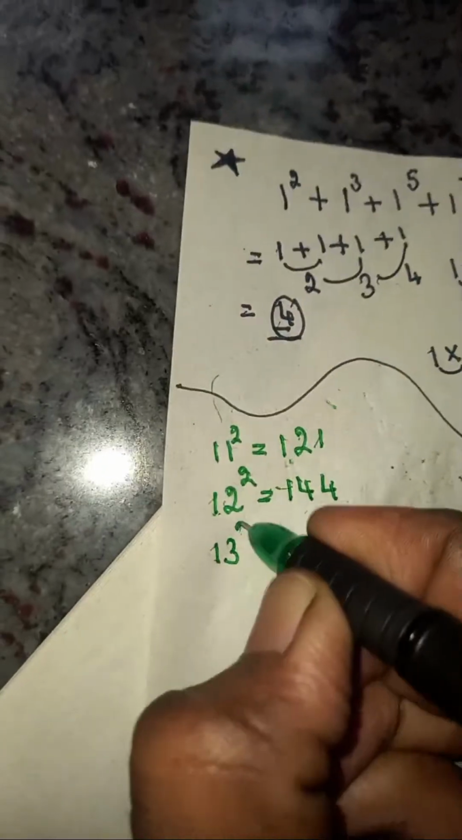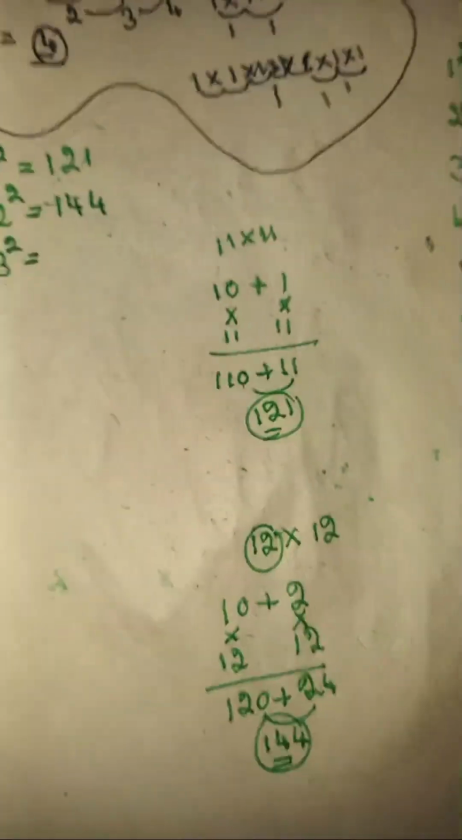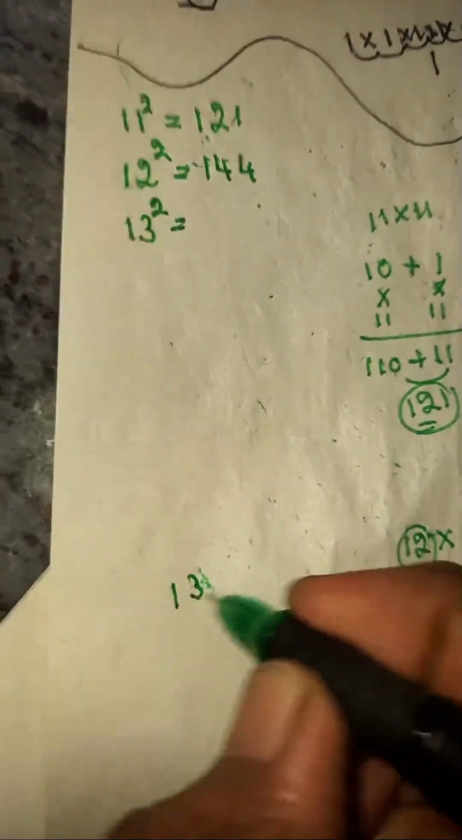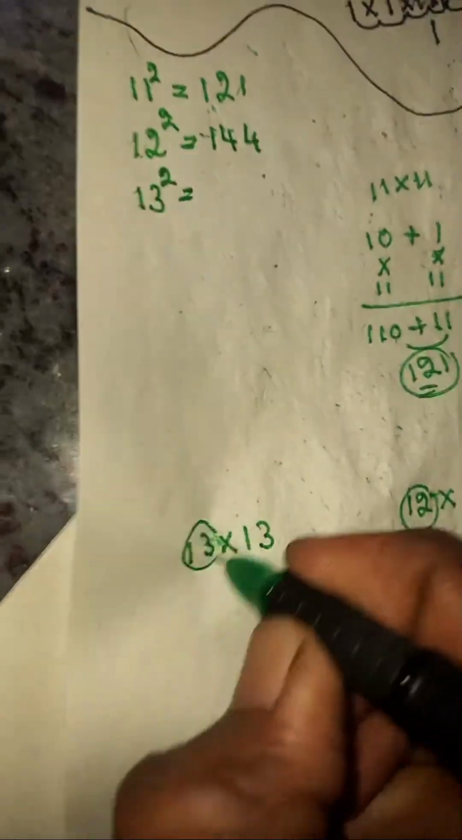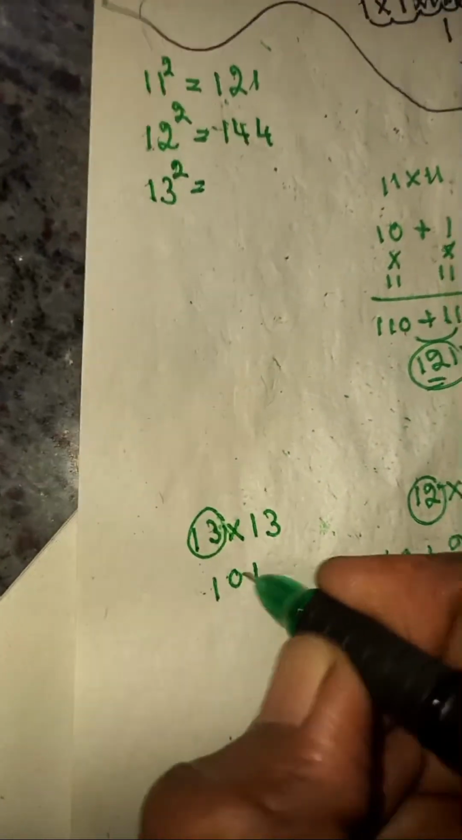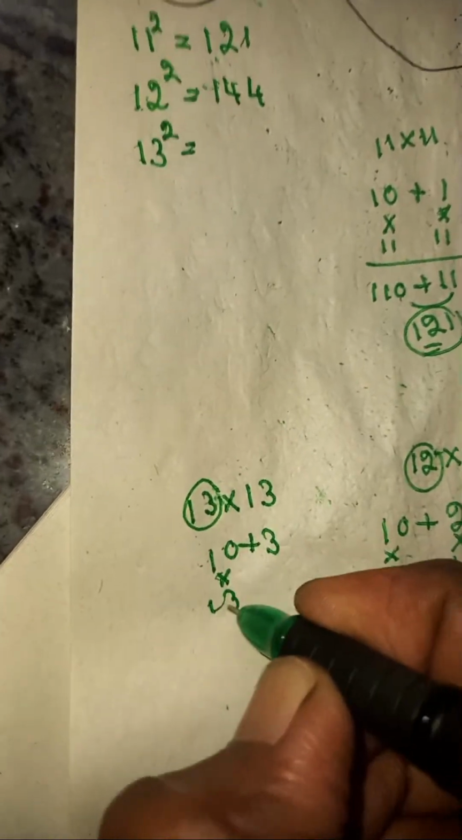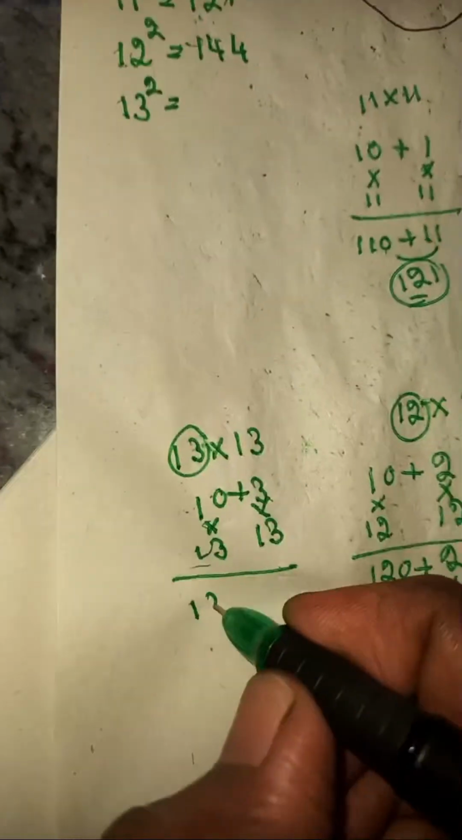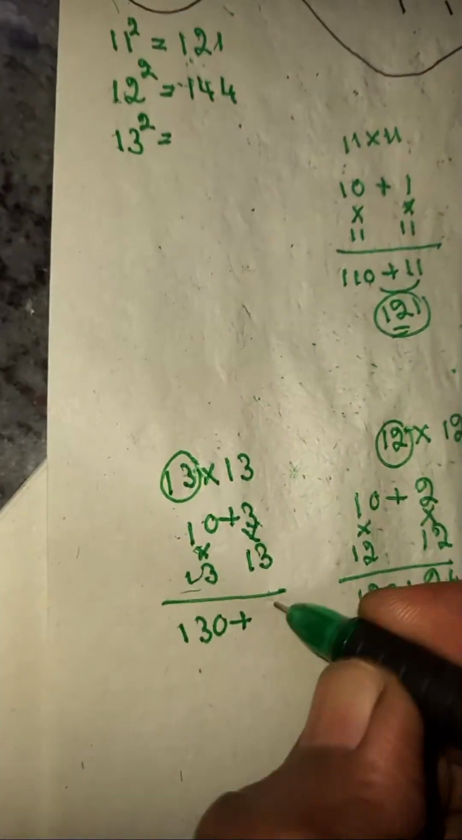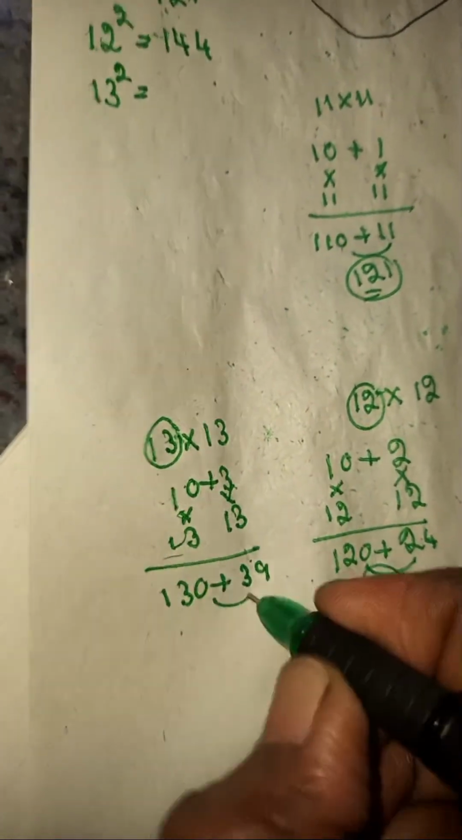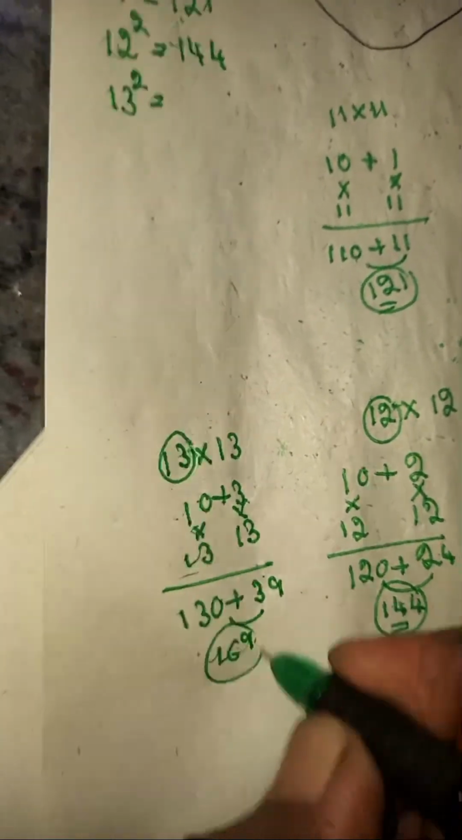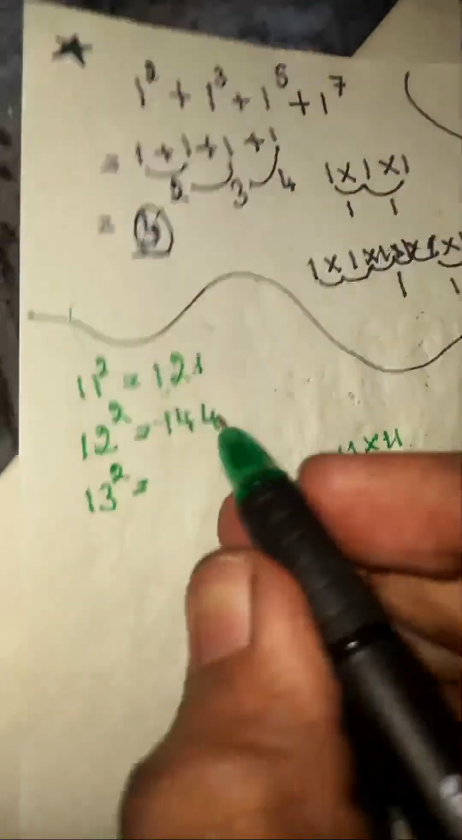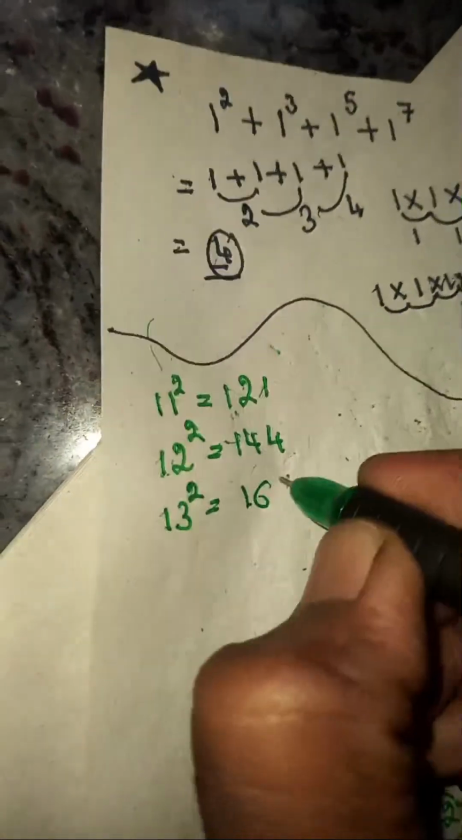Now do 13 square. 13 square equals 13 times 13. You can split this 13 as 10 plus 3. Here also 13. 13 times 10 is 130, plus 13 times 3, which is 39. 39 plus 130 is 169. So we get 169 here.